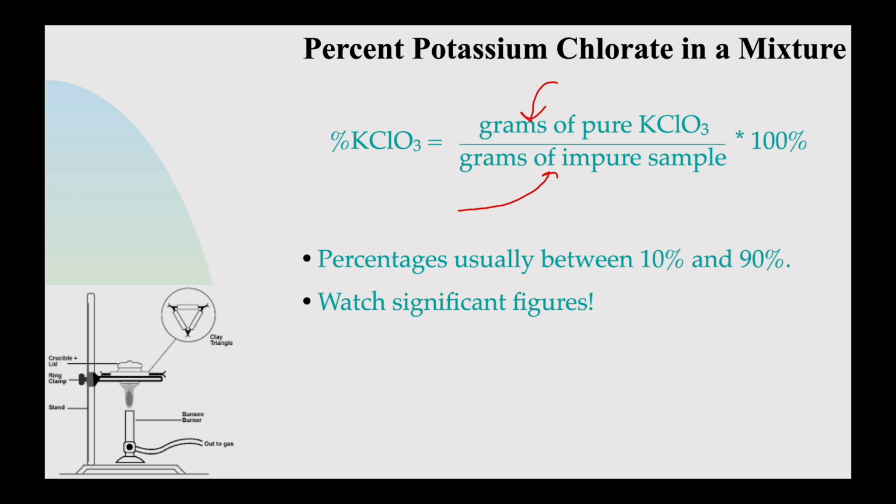So grams of the good stuff divided by grams of everything, or grams that you calculate of KClO3 divided by grams of the sample you started with times 100%, that is the percent KClO3. Percentages are almost always numbers less than 100 but greater than 0, as you can probably imagine. In this lab, they do have quite a big range. It's usually larger than 10% but smaller than 90%. Some of them can get close to 90% though, so just go with the flow.